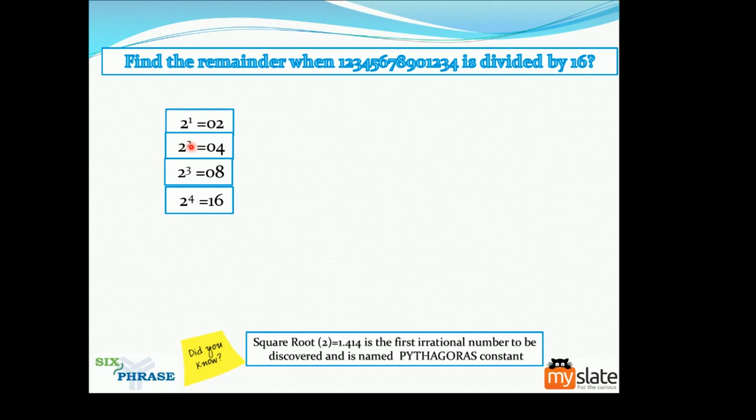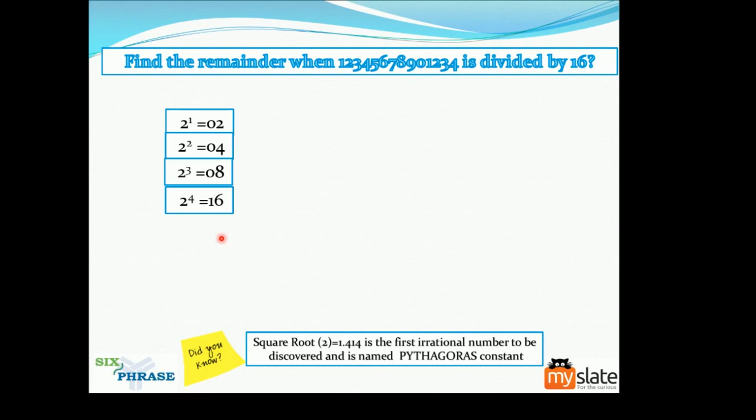Okay, what is the divisibility check for 8? If the last 3 digits are divisible by 8, the given number is divisible by 8. What is the divisibility check for 16? If the last 4 digits are divisible by 16, the given number is divisible by 16. I hope you know the divisibility check for 32 and for 64.